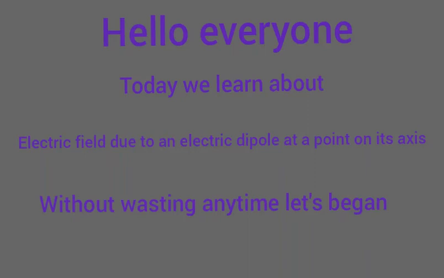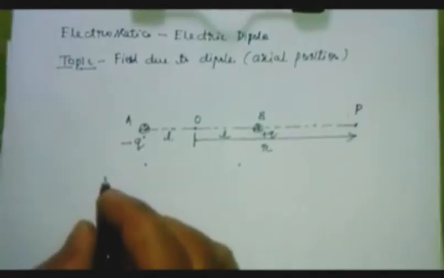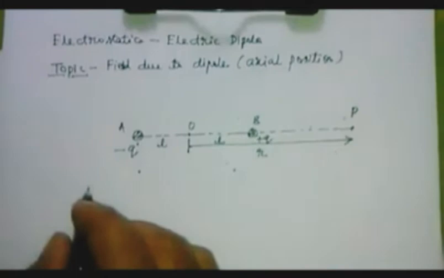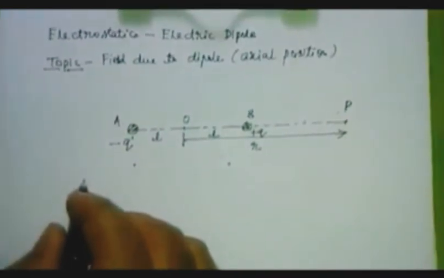Hello everyone. Today we learn about electric field due to an electric dipole at a point on its axis. Without wasting any time, let's begin. Electric dipole. The topic is field due to dipole at axial position.